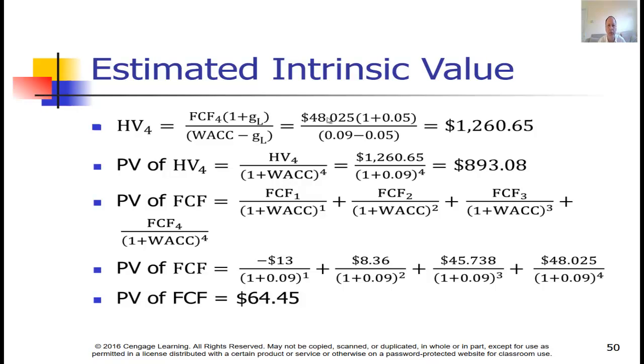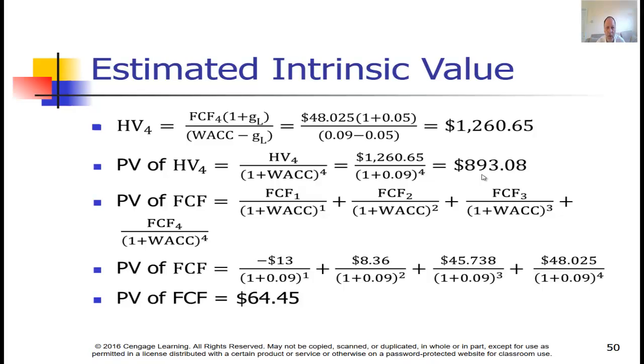So we have 48.025 times 1 plus our constant growth rate, our 1.05, over WACC minus that constant growth rate, our 9% minus 5%, and we end up with $1,260.65. The present value today of that horizon value will be this number, 1,260.65 over 1 plus WACC of 9% to the fourth, or 893.08.